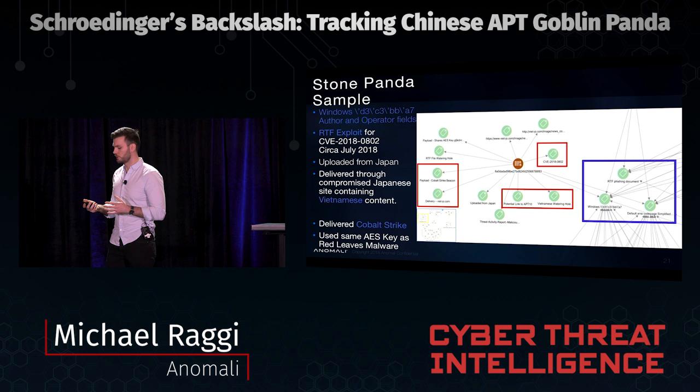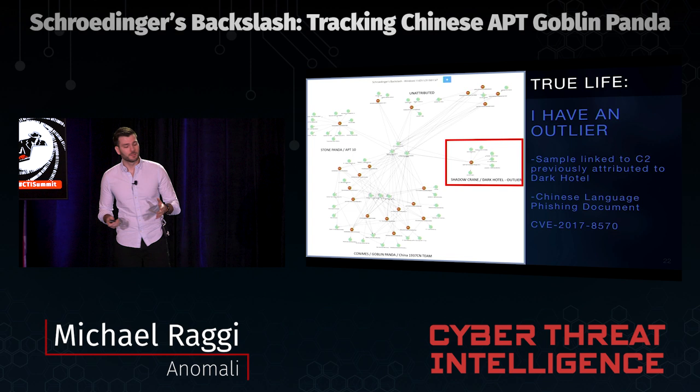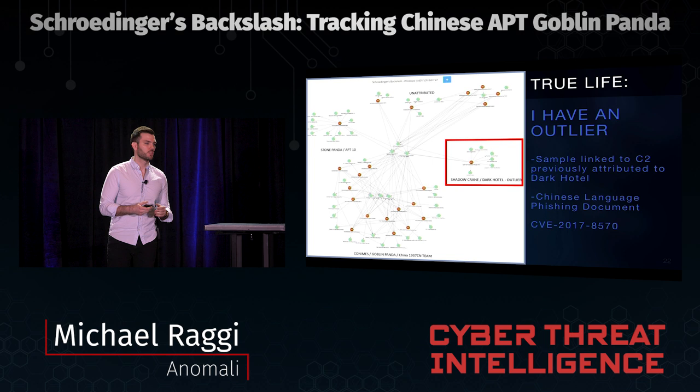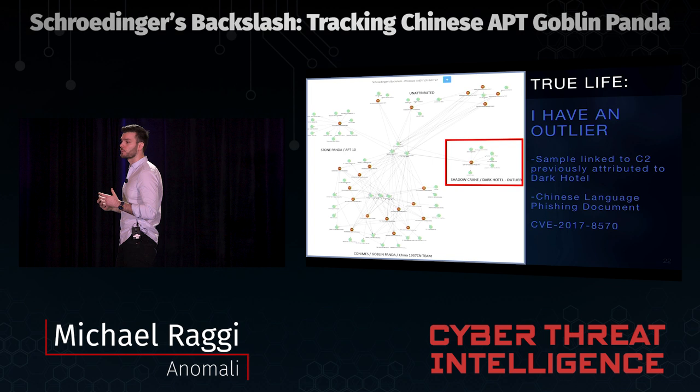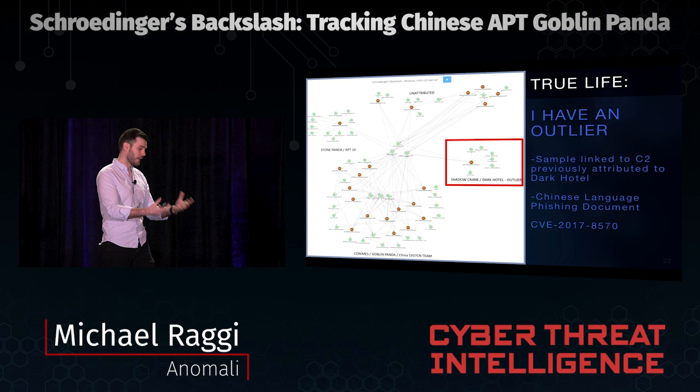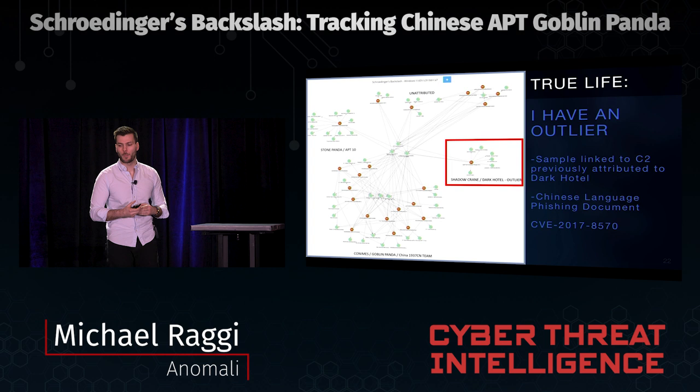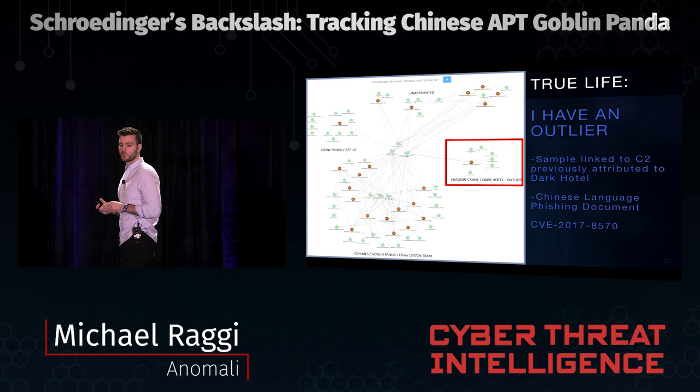So now that I've covered, hopefully fairly succinctly, please call out at the end if you think I did a terrible job, activity that seems to primarily relate to Chinese APT, I have a confession to make. I have an outlier. And as a researcher conducting responsible research, it's my job to disclose that outlier so you, as an analyst, can consume my intelligence and make a reasonable assessment of the confidence associated with my analysis. The outlier I have identified in this case appears to be an RTF sample for CVE-2017-8570 tied to the APT group known as Dark Hotel.